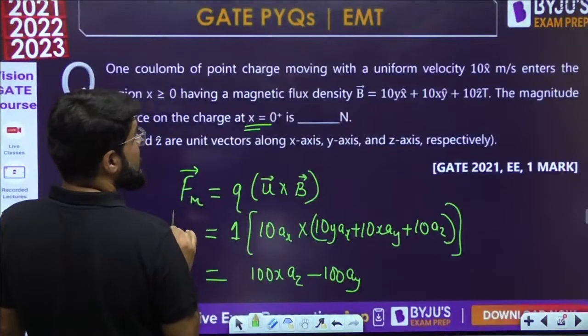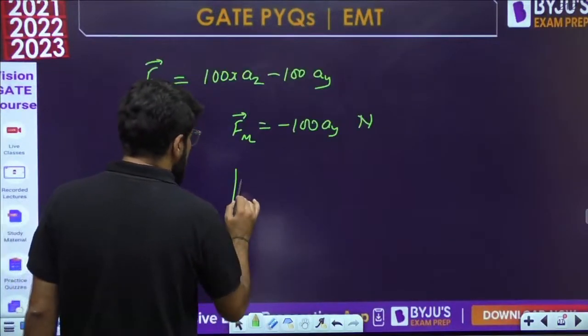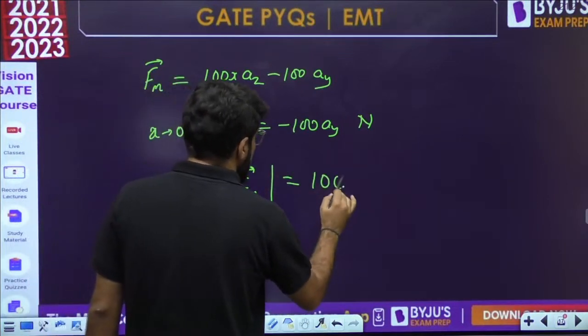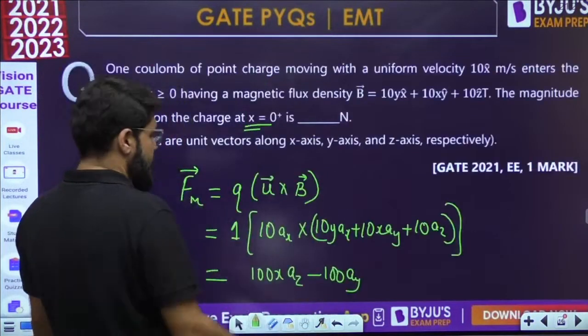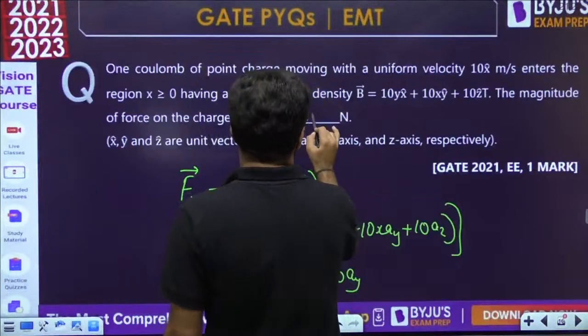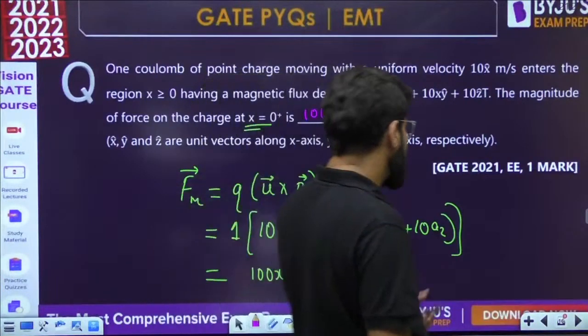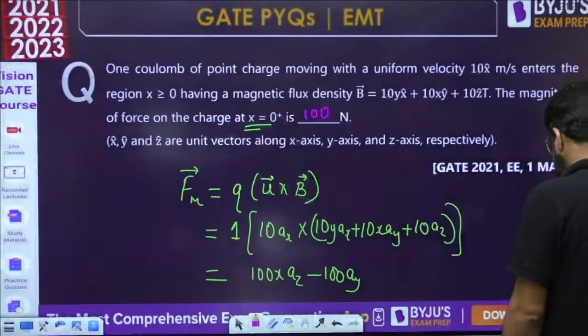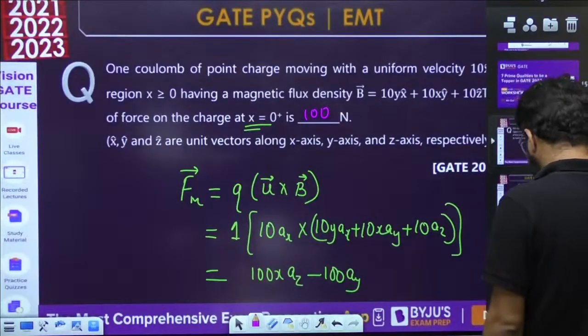They are only asking for the magnitude of the force. To convert it into a numerical type question, the magnitude of this force will be plus 100. That's the correct answer. The magnitude of the force is 100, a 1 mark simple question.